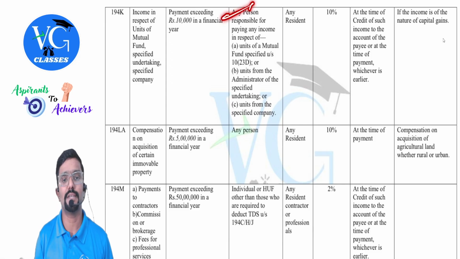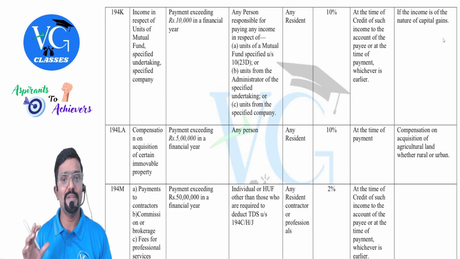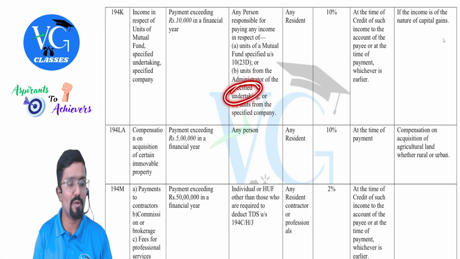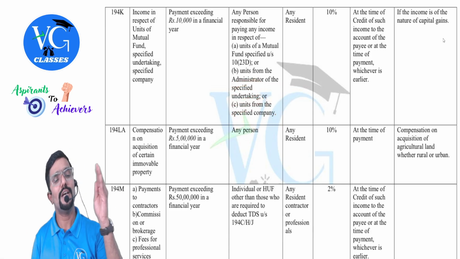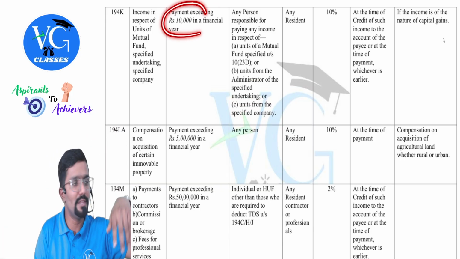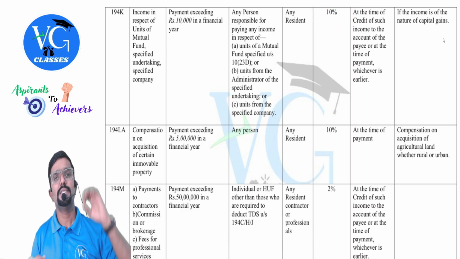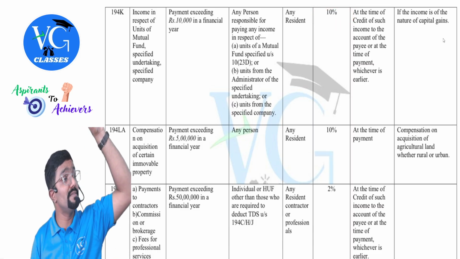Sir, who is the payer, sir? Any person responsible for paying any income in respect of units of mutual fund specified under section 10(23D) or units from the administrator of specified undertaking or units of specified company. Guys, what is specified undertaking, what is specified company and all, you need not worry. Assume you purchase the units of this and you are earning income on it more than 10,000. Should the payer deduct TDS? Yes. Who is the payee? Any resident, that is investor. What is the rate of TDS? 10%. Similar to what we saw for TDS on interest, dividend and all.